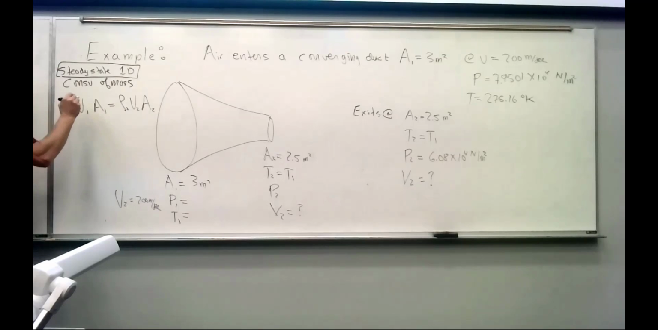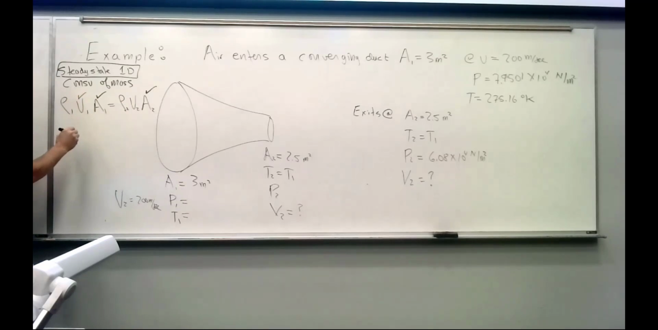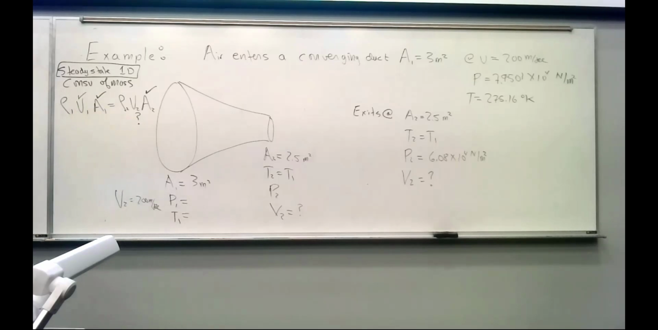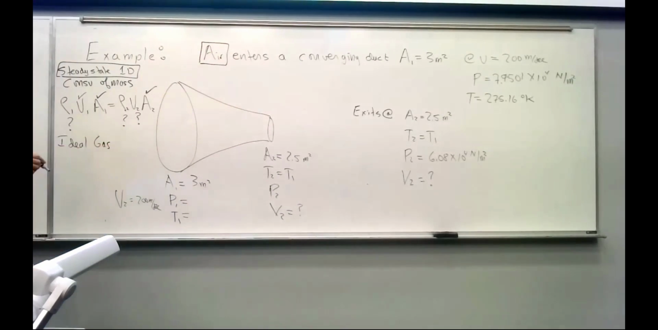What do we know? We know A1, A2, we know V1 and we want to find V2. But we don't know the density. So then we need to say, what other equations do we have? Here I know P1, T1, and P2, T2. So I can assume ideal gas. Why? Well, we're going to say air is an ideal gas. So there's another assumption.